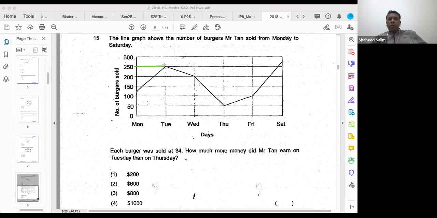Tuesday, this is Tuesday, okay. How much is that? This is Thursday. How much is that? They're asking you how much more money he earned on Tuesday than on Thursday. So this one is how many? It's 250 burgers. How much is that? You must find out now. One burger is $4. He sold 250. This one sold 50. So you must find out now how much did he collect?